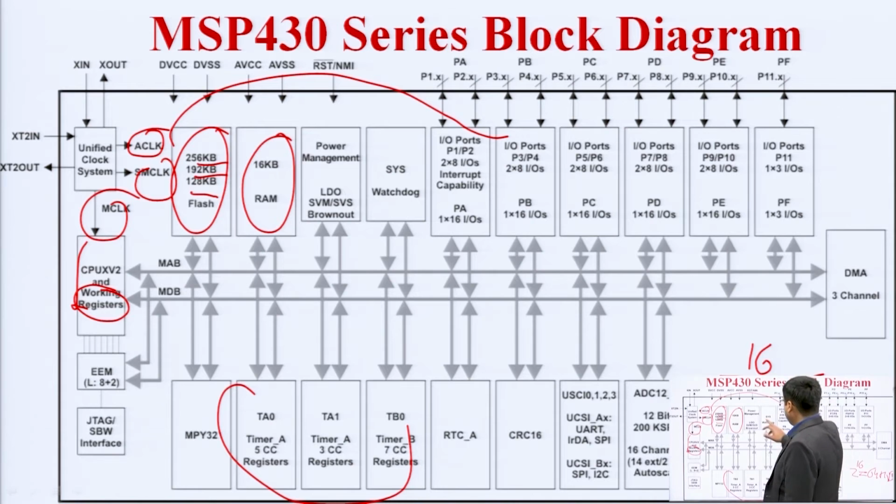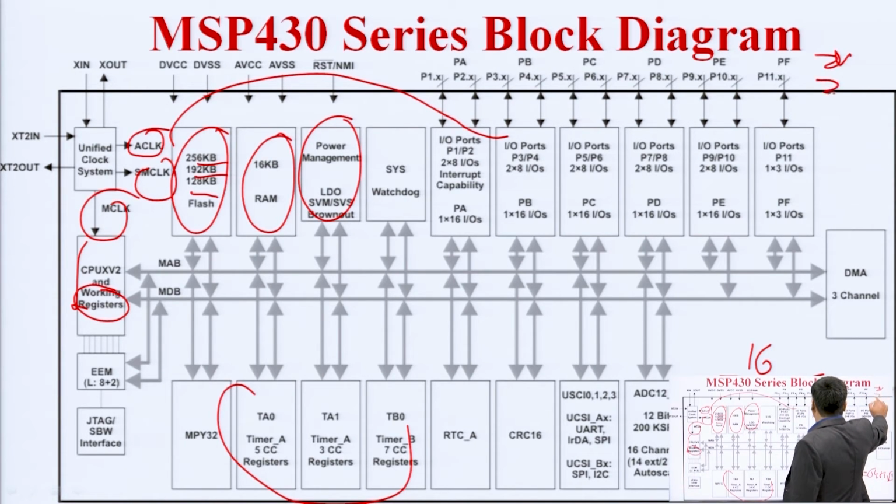Okay. So it has a power management unit. Power management unit means if we need to run the system at 2 volt, and another unit needs a 3 volt system, this will be set by the power management unit. It has an LDO, low dropout voltage regulator, and an SVM. This will be possible through a supply voltage supervisor and a brownout reset circuit.